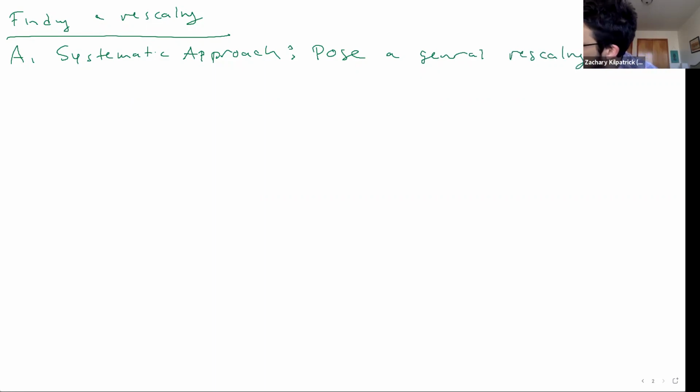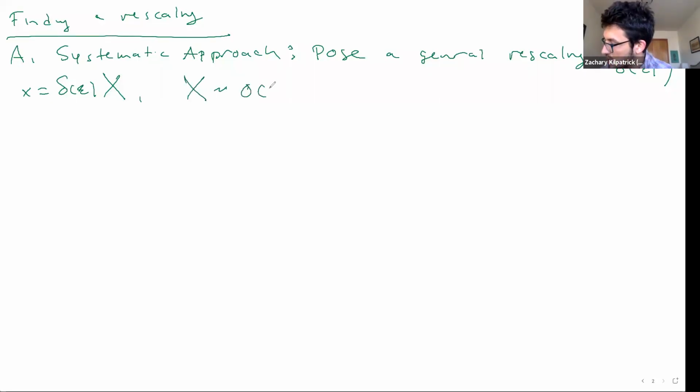And this is going to have some factor, delta of epsilon in this case. So you don't necessarily know what that is ahead of time. Little x equals delta of epsilon, some function of epsilon, times big X. Before, delta of epsilon was 1 over epsilon. It doesn't necessarily have to be. And then X is your new variable that's going to be of order 1, that's big O of 1 as epsilon goes to 0.